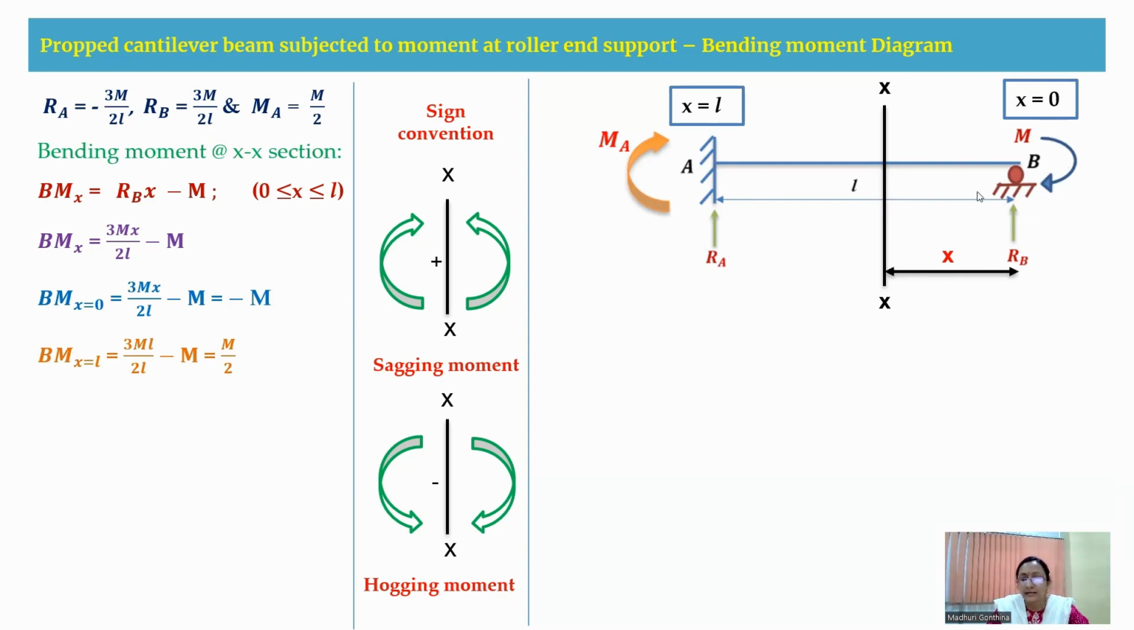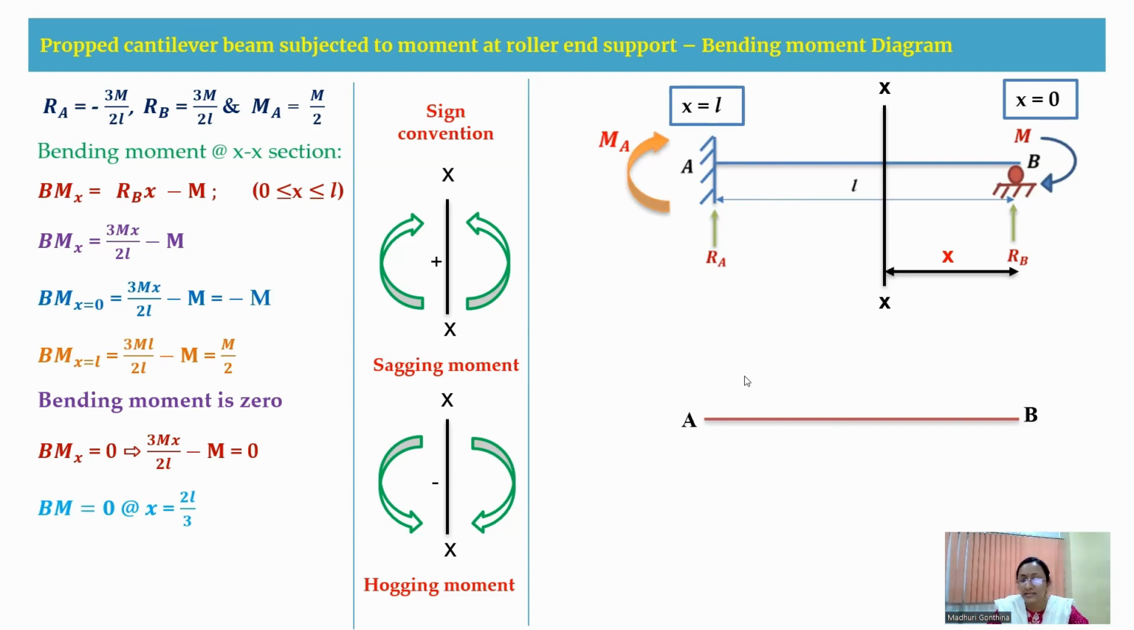So that means from B to A, it is changing from negative to positive. So that means at some location, I am getting the bending moment to be 0. So I am equating the BMX equation to be 0. So by simplifying it, I got at X is equal to 2L by 3, we are getting bending moment to be 0.